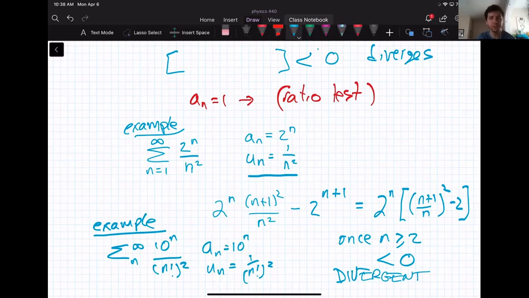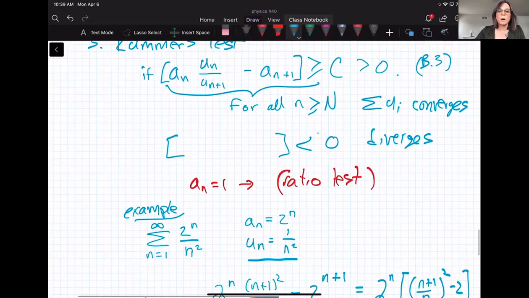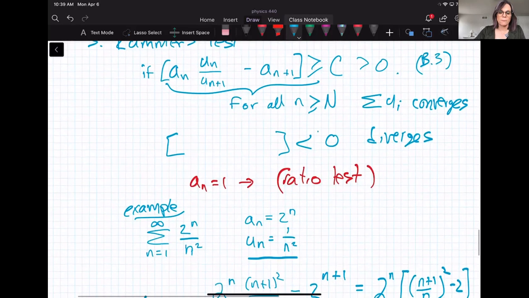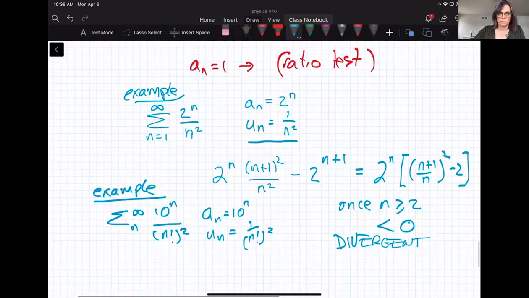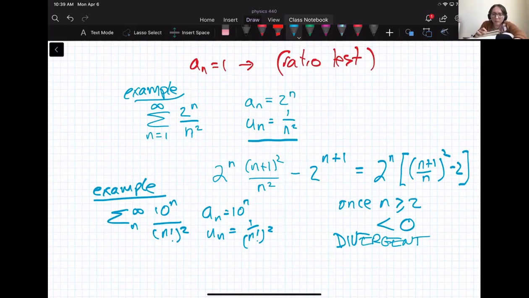Are those two definitions arbitrary, or could you swap u sub n and a sub n and it would still work? No, they're not arbitrary. So a sub n would be the numerator. Yeah. And that's why when you go back up here, if a sub n is equal to 1, you get back to the ratio test. Good. So like on the top a little bit.